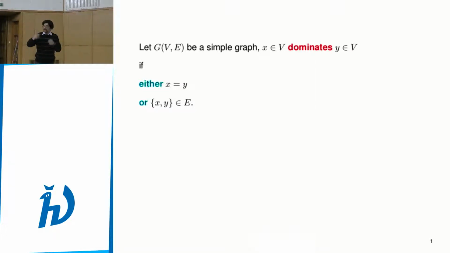I'm starting. Oh, I'm sorry, I forgot that I have to speak English. So this is the usual notation for a graph, and I say that a vertex x dominates the vertices y if either it is the same or there is an edge between x and y.